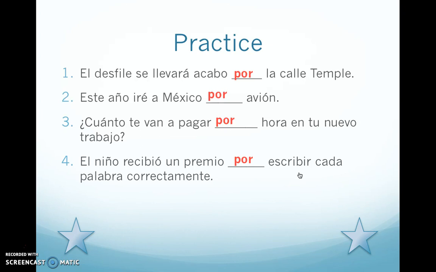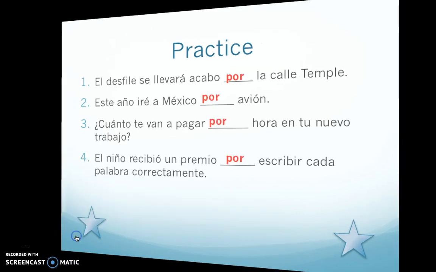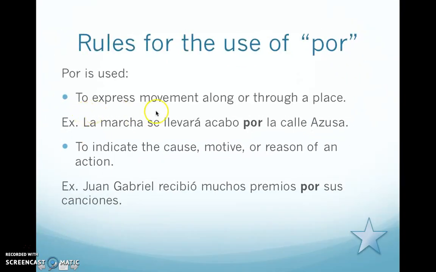Number 1. El desfile se llevará a cabo por la calle Temple. So what exactly is going on here? What is this sentence indicating? It is stating where the parade is taking place. What rule will apply to this if it is talking about movement to somewhere? That would be our first rule, to express movement along or through a place.